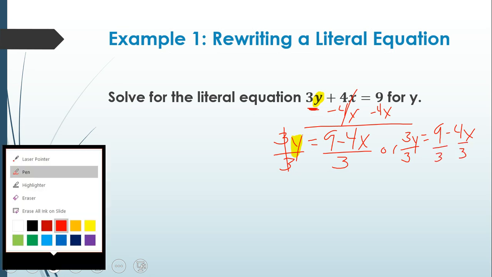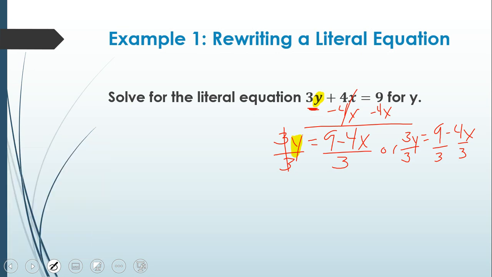So how can I write my answers? Well, two different ways that you can do this. y is now by itself, so I can have y equals (9 minus 4x) over 3, perfectly acceptable. Or y equals 9 divided by 3 is 3, minus 4 over 3 x. There's even one other way you can write it, which some of you might be saying.